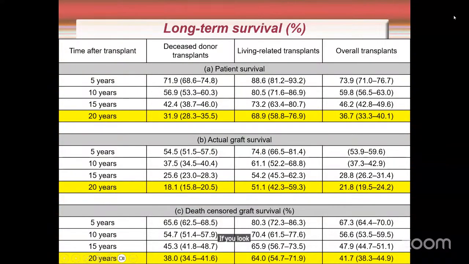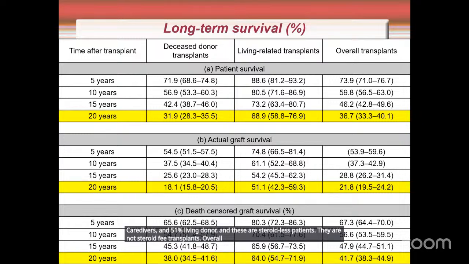If you look here, at 20 years, for deceased donor transplants the patient survival is 31.9%. Living donor is 68.9%, compared to what I have, which is nearly 90%. And overall transplants is 36%. Graft survival is 18% in cadavers and 51% in living donors. And these are steroid-plus patients. They are not steroid-free transplants. The overall survival of patient and graft.